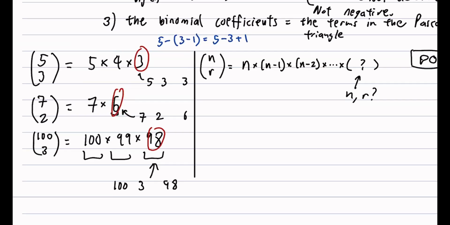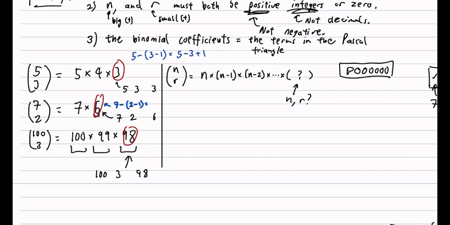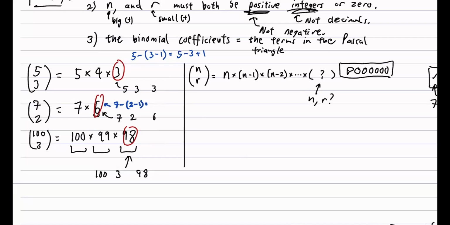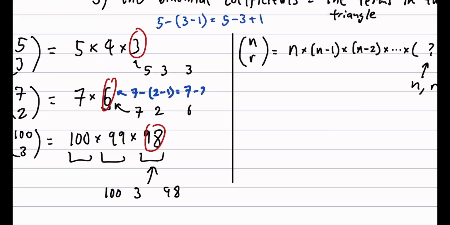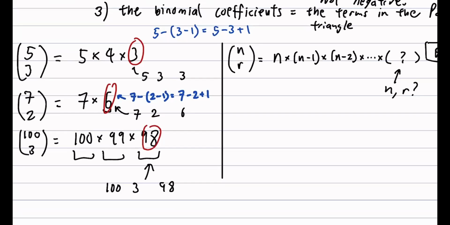Likewise over here for the 6, how do I get this 6? You can think of it as 7. You minus away the small number 2, but you subtract away 1, which is nothing but 7 minus, if I just expand it, wait, need more space. 7 minus 2 plus 1. Notice the plus 1 at the end.